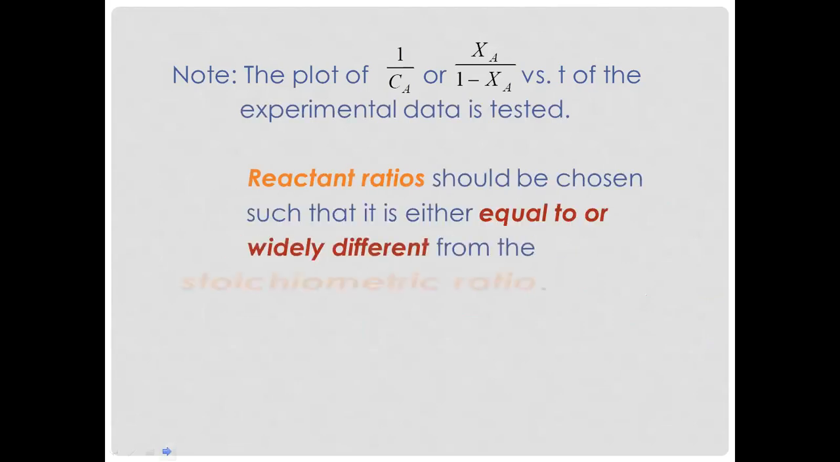Now, there's a note here, very important note, that reactant ratios, meaning the ratio of the initial concentration of A and B, should be chosen such that it is either equal to each other, meaning your CBO could be equal to CAO, or widely different, like maybe one is 10, the other is 5, or something like that. So in this particular case of your second order bimolecular reaction, they could be equal, and then they could be different from each other.